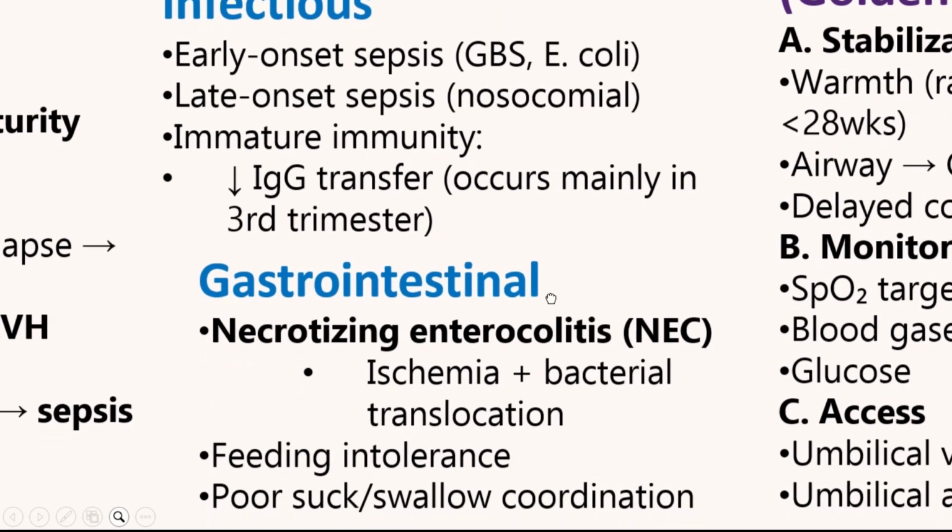Then we have the gastrointestinal complications, and that is mostly the necrotizing enterocolitis. This is because of ischemia and then bacterial translocation. This is due to feeding intolerance. Basically, it is not yet ready to receive food, but this baby has to eat. So they are going to receive food through the breast milk, and that is going to cause issues. They have a poor suck and swallow coordination too, and that is another issue because babies are already small as it is. Now imagine it's even smaller.